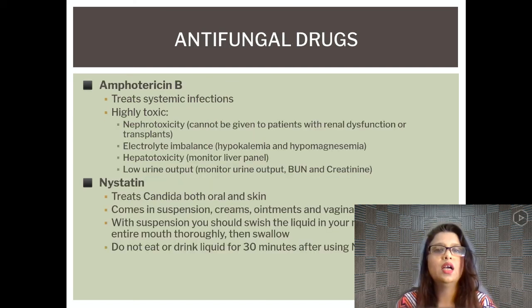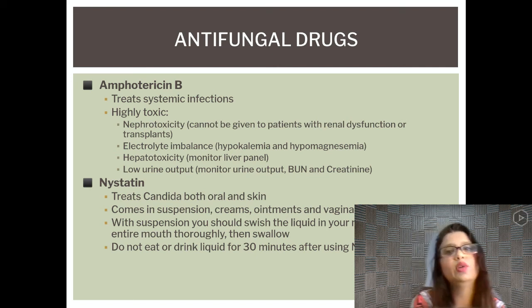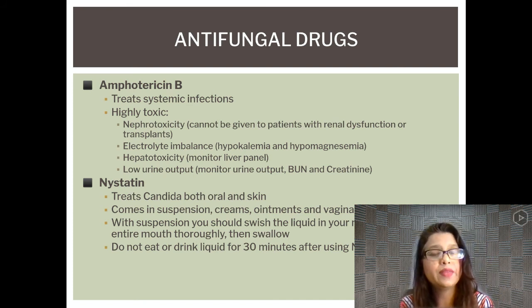Antifungal drugs. What are some antifungal drugs? One that is very commonly used is amphotericin B. Amphotericin B treats systemic infections. It is highly toxic. It could cause nephrotoxicity, which means it is really bad for the kidney. It cannot be given to patients with renal dysfunction or transplants. It could cause electrolyte imbalance such as hypokalemia or hypomagnesemia. Hepatotoxic means it is bad for the liver.